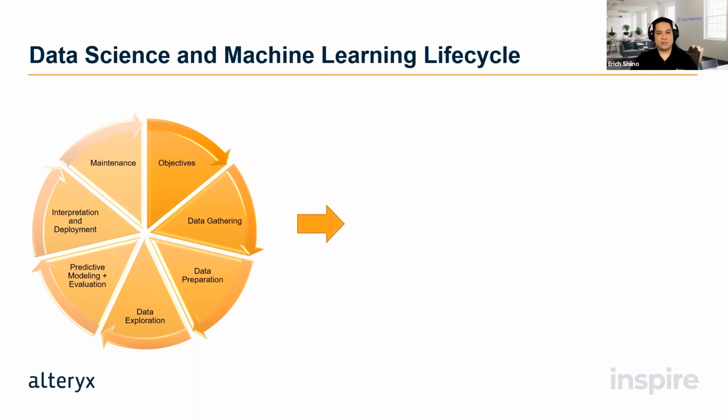We start with the objectives, of course, and then we gather all the data that we need. Then we need to do the data prep. We need to explore the data in more detail, and then we move to the model itself. We need to interpret the results, and we need to make some maintenance along the time as we're using those models. When we compare this to a descriptive or a diagnostic model, we're going to find some differences here.